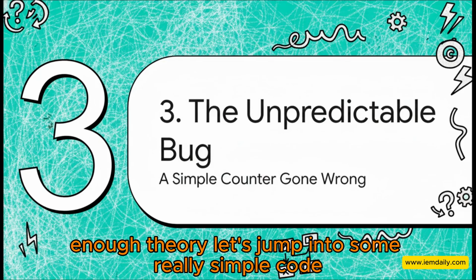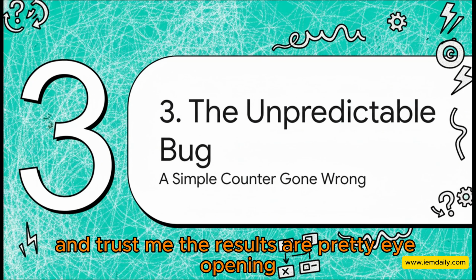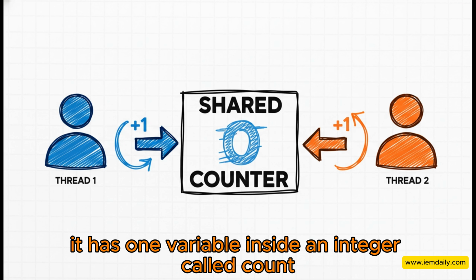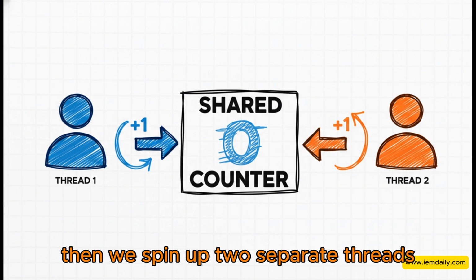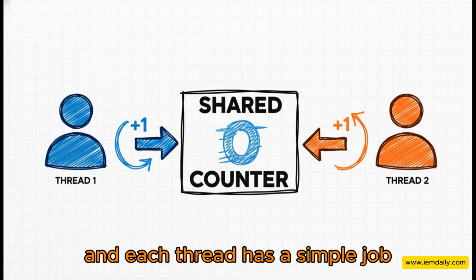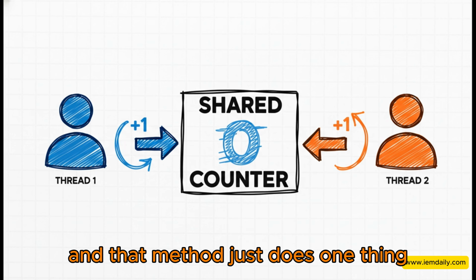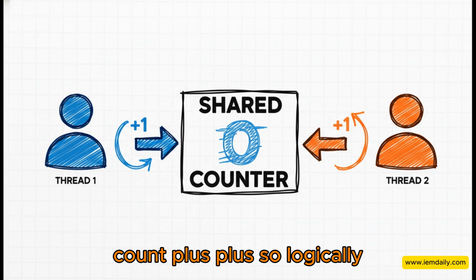Okay, enough theory. Let's jump into some really simple code. This example is going to show the bug in action, and trust me, the results are pretty eye-opening. Our setup is super simple. We have a counter object. It has one variable inside, an integer called count. Then we spin up two separate threads, and each thread has a simple job. Call the increment method 10,000 times. And that method just does one thing, count plus plus.